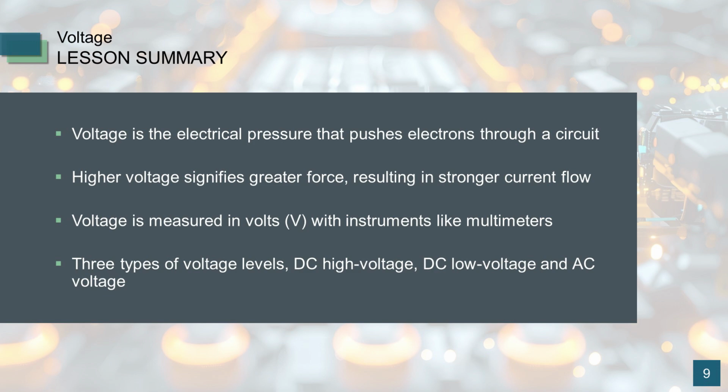There are three types of voltage levels: DC high voltage, DC low voltage, and AC voltage. Ohm's law highlights how voltage is directly proportional to current and inversely proportional to resistance within a circuit. By grasping voltage and its role in battery electric vehicles, technicians can accurately diagnose electrical issues, perform safe service procedures, and ensure optimal performance.